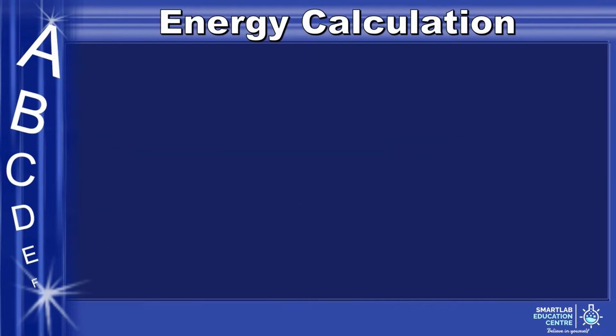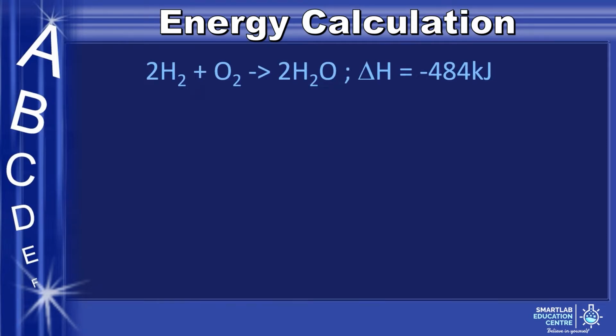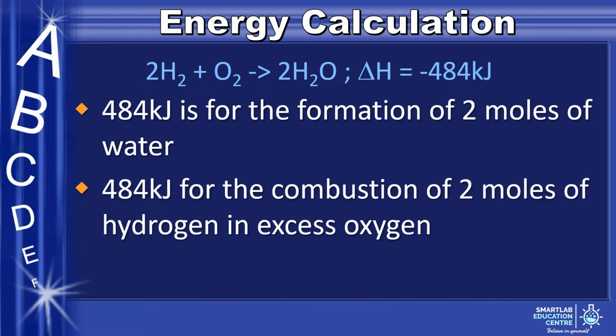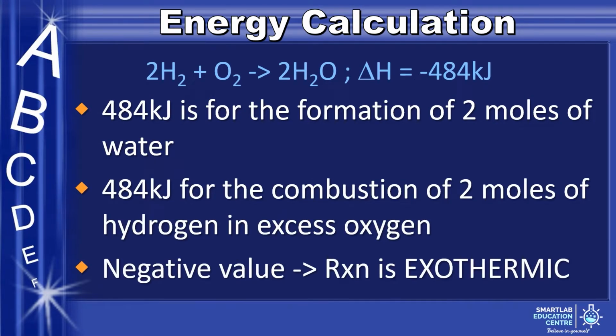Here is an example of an energy calculation of the reaction between hydrogen and oxygen to form water. The enthalpy change is minus 484 kilojoules, and it is the formation of 2 moles of water and also the combustion of 2 moles of hydrogen in excess oxygen. Since it is a negative value, the reaction is exothermic.